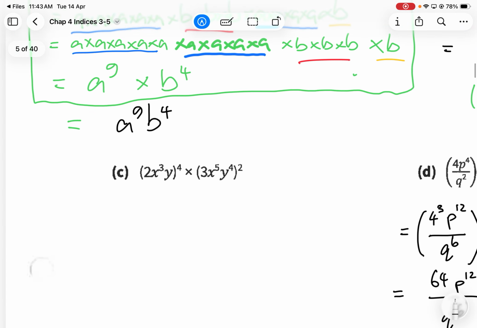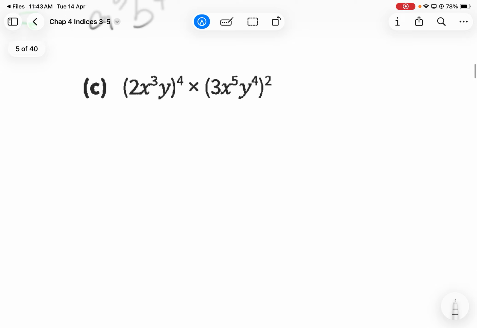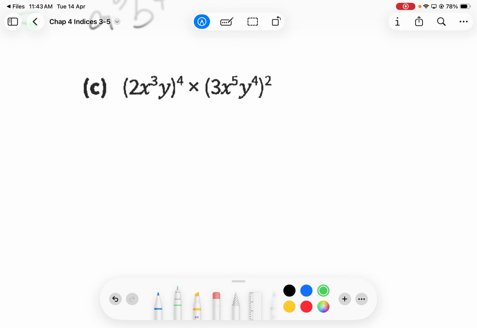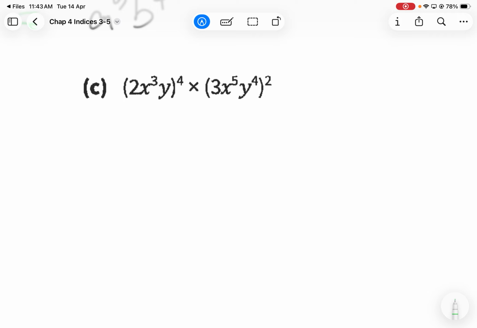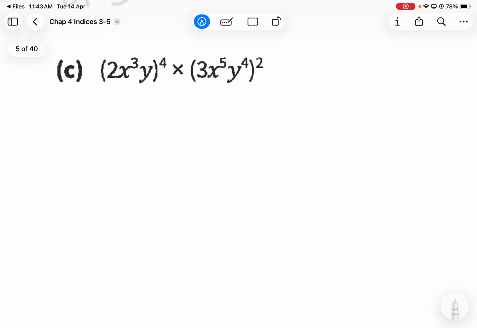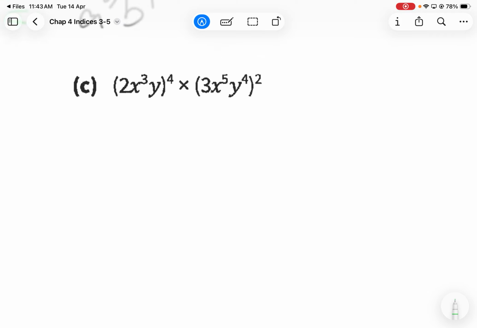Okay, for part C. It may look very scary at first. But if we go and look at what is actually happening.